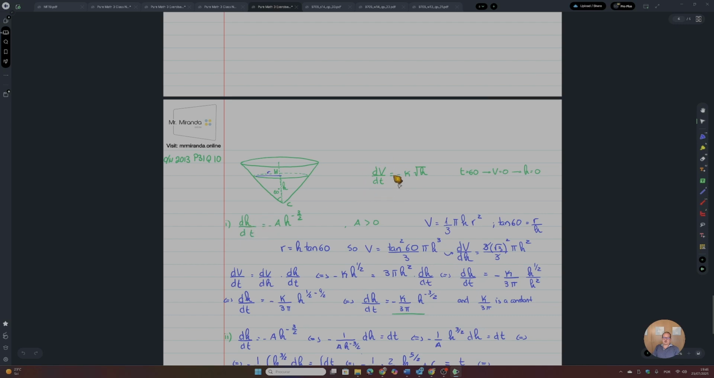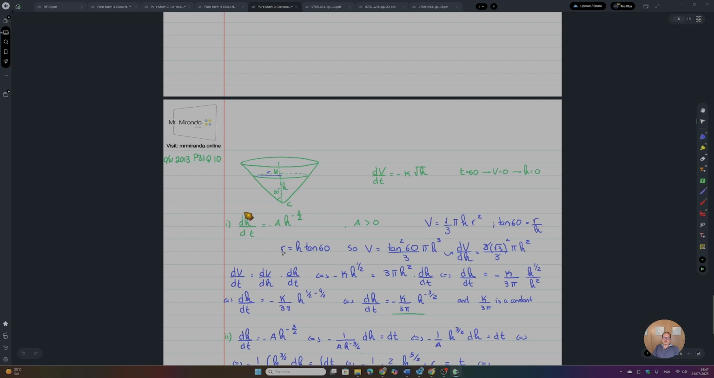So what do we need to use? We need to use something that we learned last year, which is the chain rule. And we know, I should have started over here. I wrote this stuff first, but this should be the first part. dV by dt equals dV by dh times dh by dt.